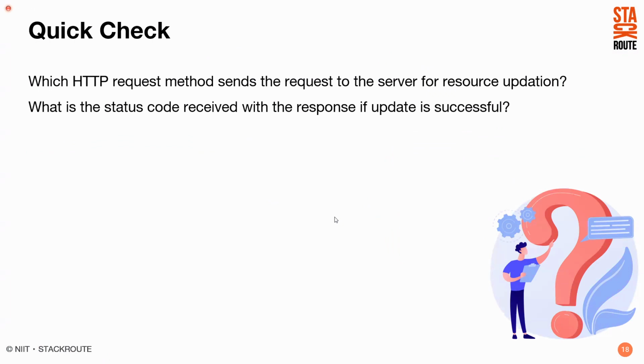All right. Which HTTP request method sends the request to the server for resource updation? Post. And what is the status code we receive if the response is successful? 200. No number. 100. 200.